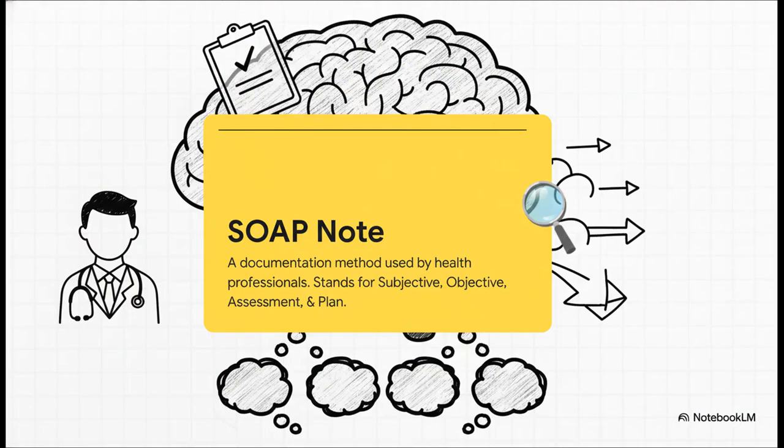So what does SOAP actually stand for? It's subjective, objective, assessment, and plan. It's a framework that basically forces you into a logical thought process, organizing everything you know about a patient into 4 very distinct parts. So let's break down what each of those really means.